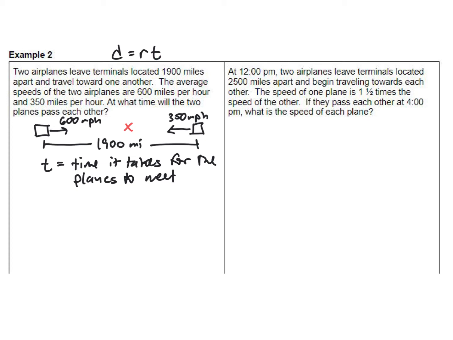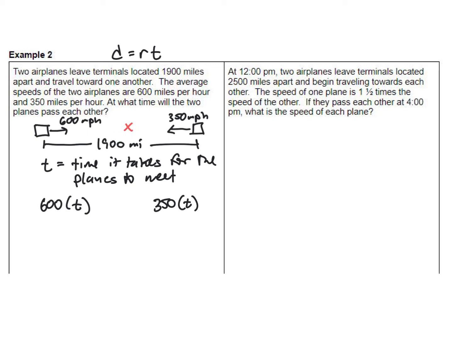So the first plane was set up like this. I'm going to say the first plane is going to travel a distance, and I don't know the distance, of 600 times t. Whatever t is, I don't know, but that's what I'm going to try to find. The other plane is traveling at 350 times t. Now, I'm trying to figure out the point where they meet.